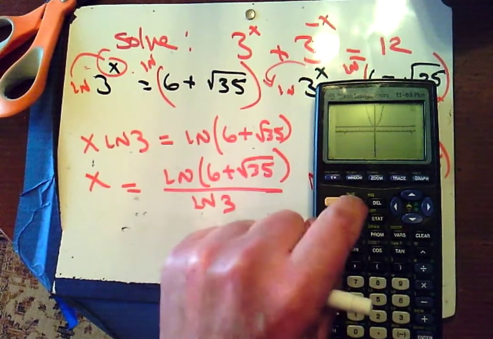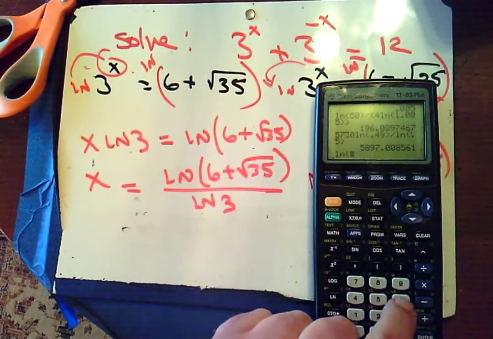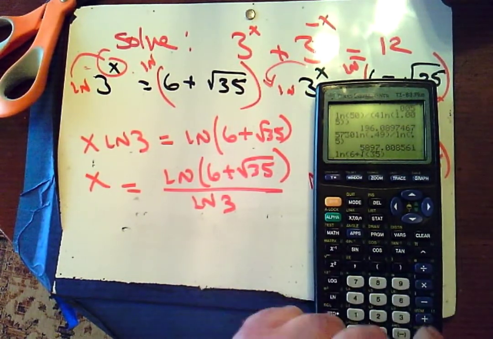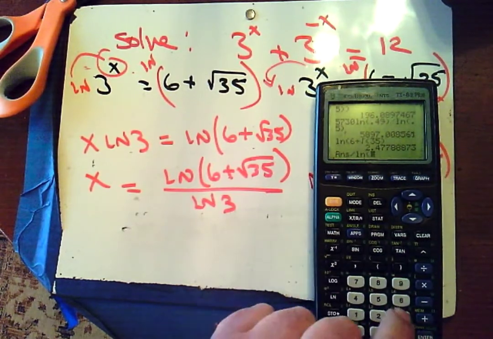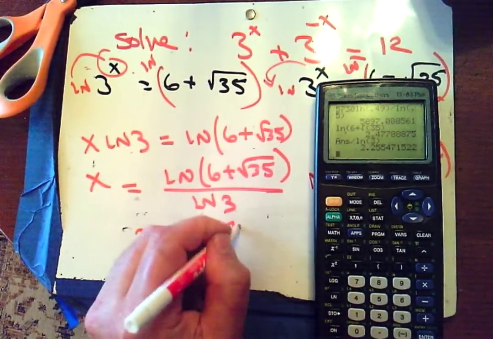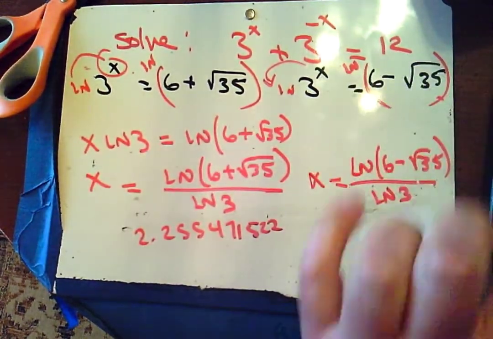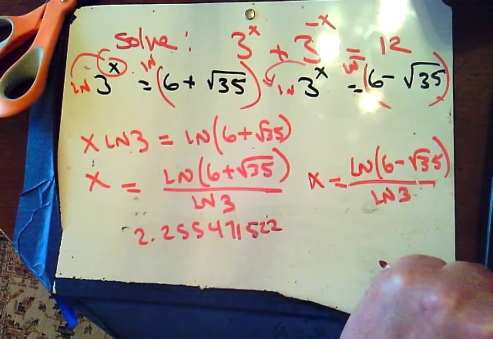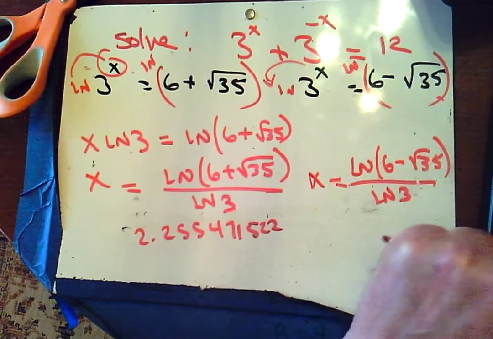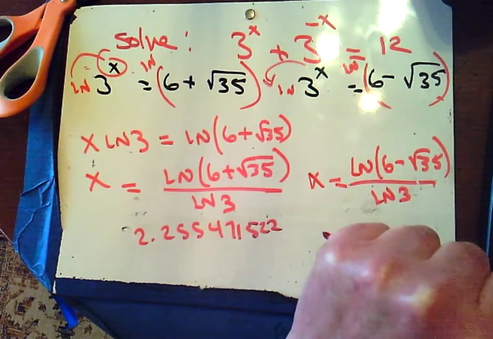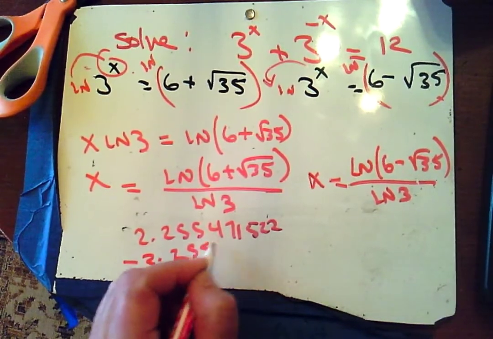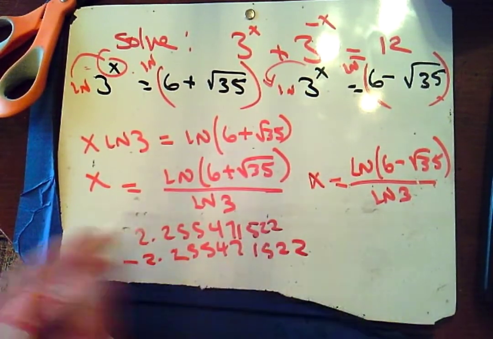We know, second quit, that ln of 6 plus square root of 35 divided by ln of 3 is going to be 2.255471522. Okay? And if we go back and we change that to ln of 6 minus square root of 35 and divide that by ln of 3, we end up with negative 2.255471522. Oh, isn't that interesting?